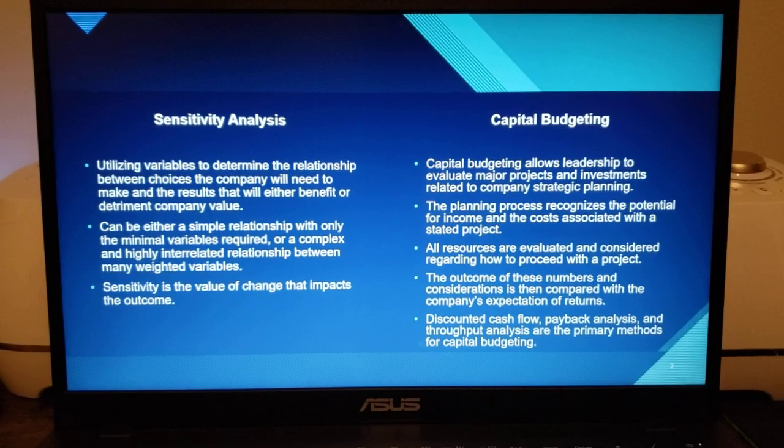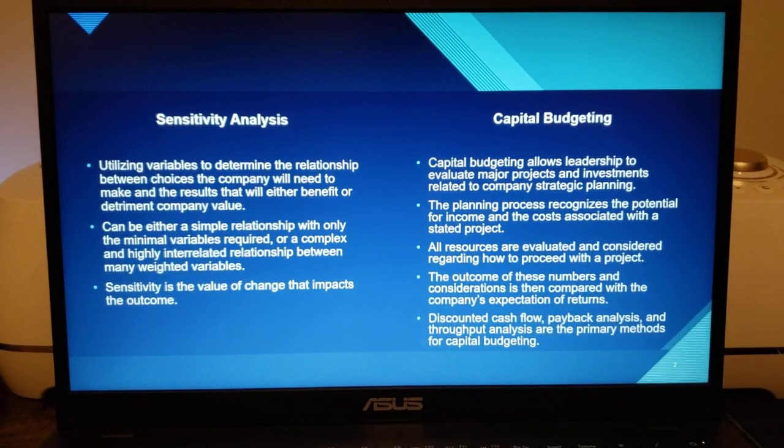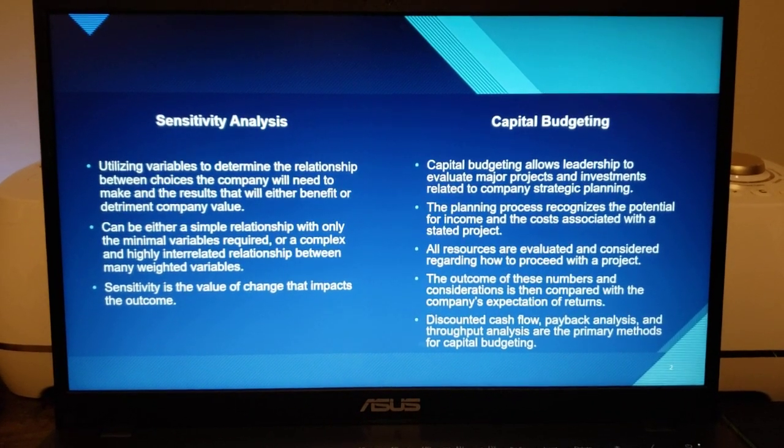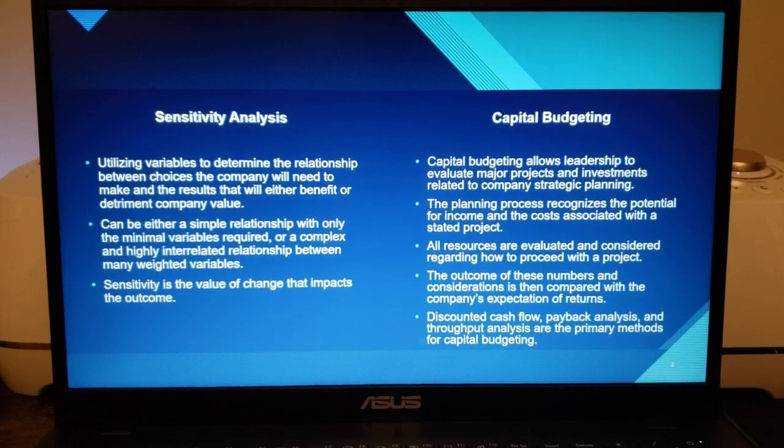Sensitivity is the value of change that impacts the outcome. So the sensitivity analysis is showing how much change is going to happen when we change the independent variable.